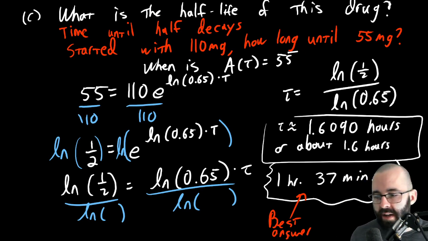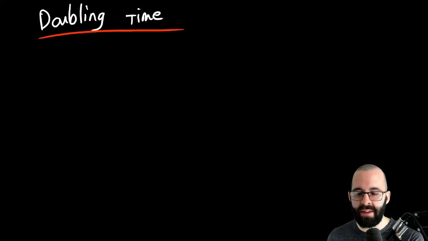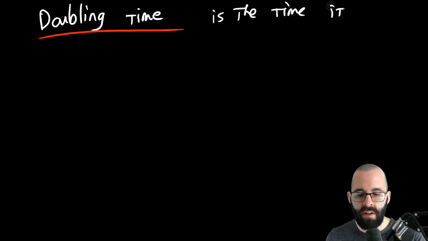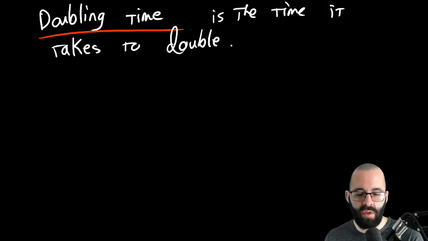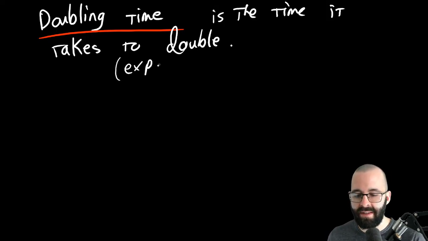Half-life is also related to doubling time. You may see this word as well. I don't remember whether this pops up on the homework, but doubling time is another definition. And it's basically the same thing as half-life, but when things are growing. So if things are decaying, we talk about the half-life, how long it takes to halve. Well, the doubling time is just the time it takes something to double. So if you have exponential growth, you might see this mentioned.